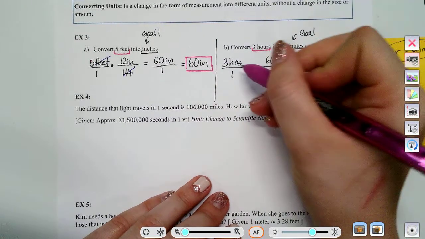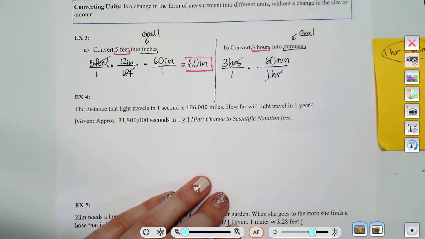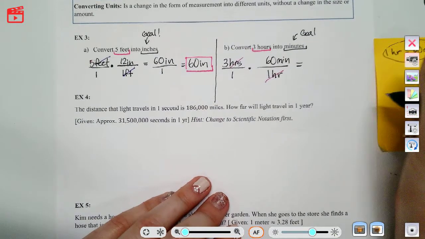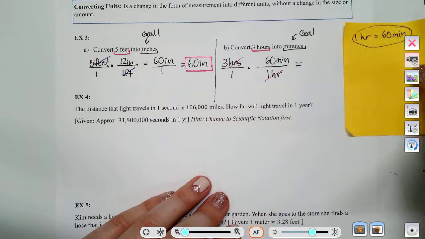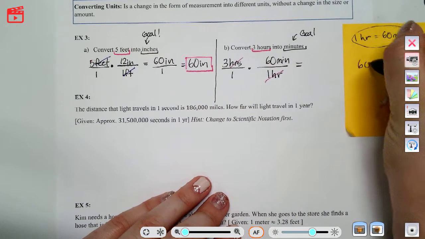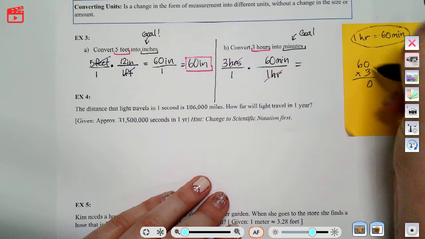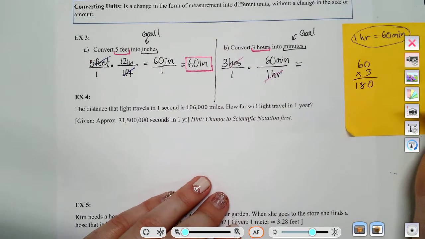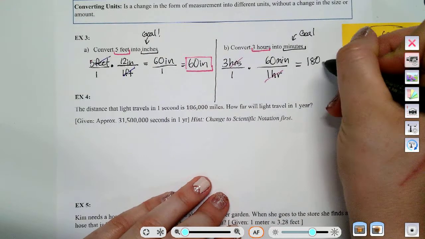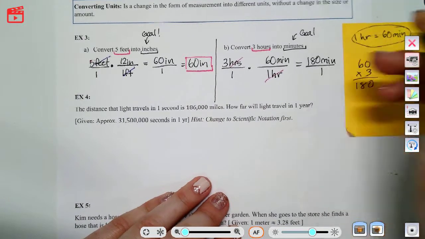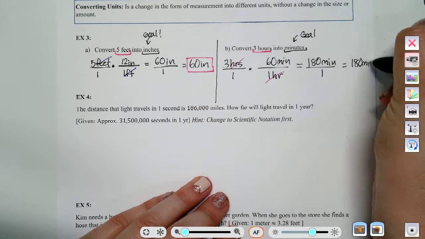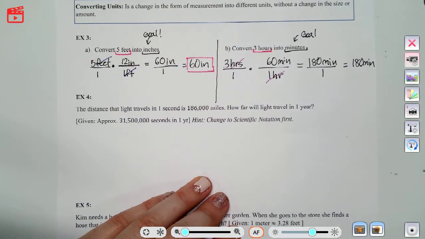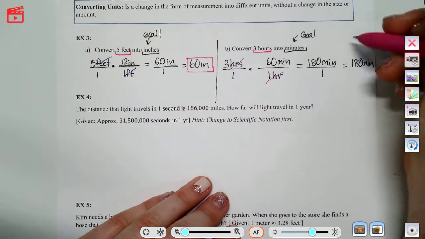Okay, so hours will cancel. Multiplying across, that's going to be 60 times 3, which is 180. So 180 minutes over 1, which we can simplify to being 180 minutes. And let's box that answer.